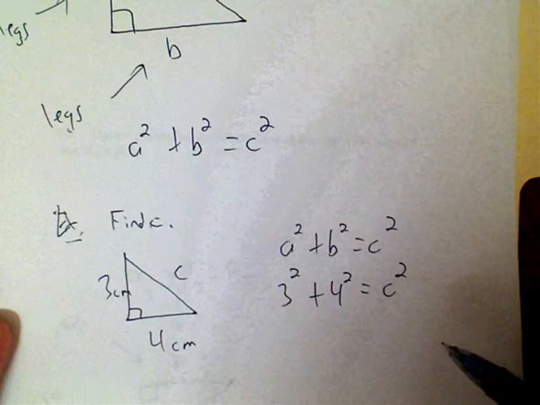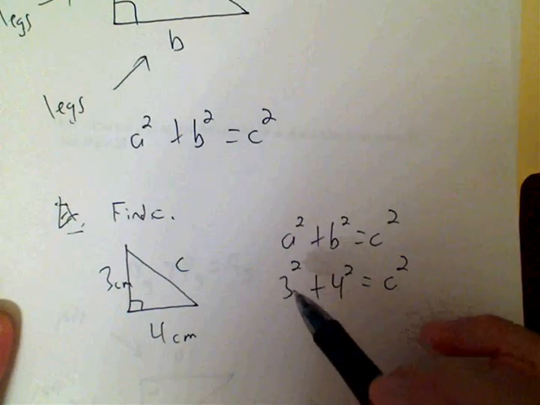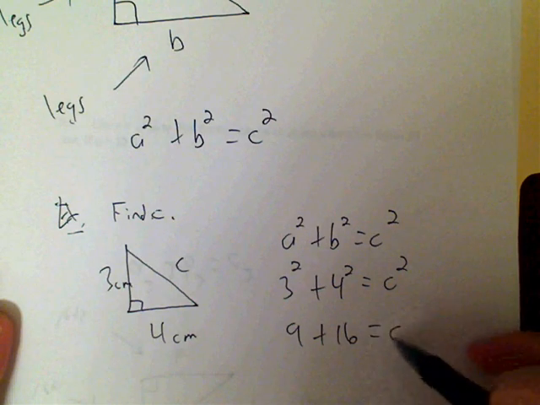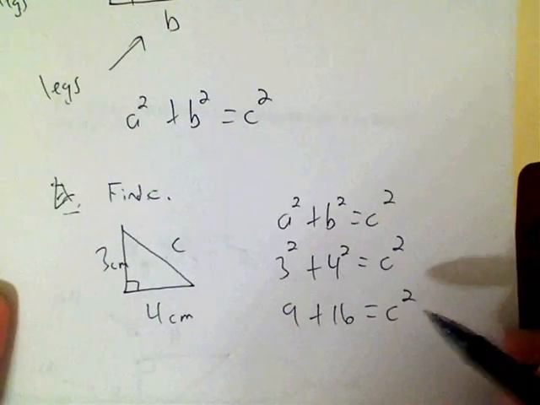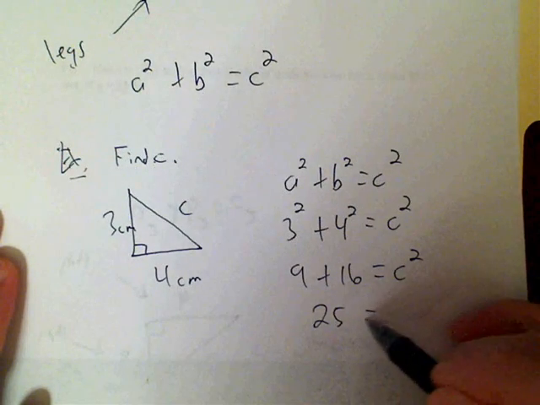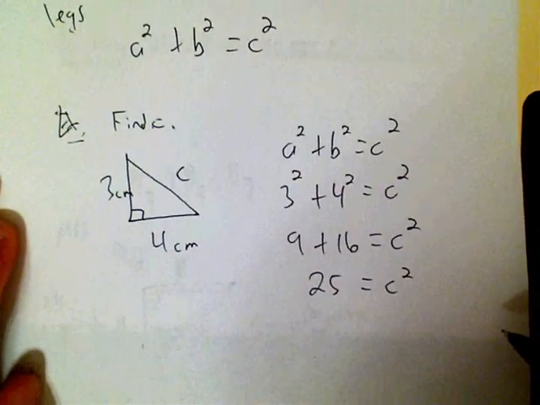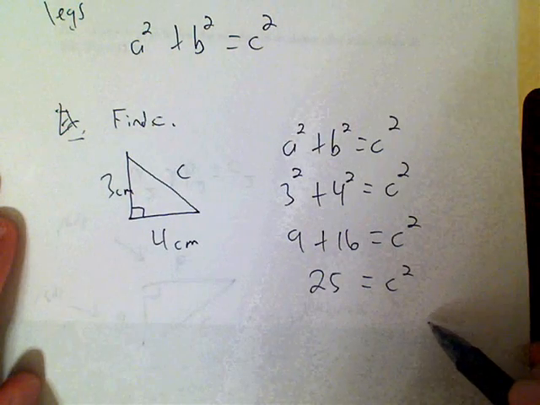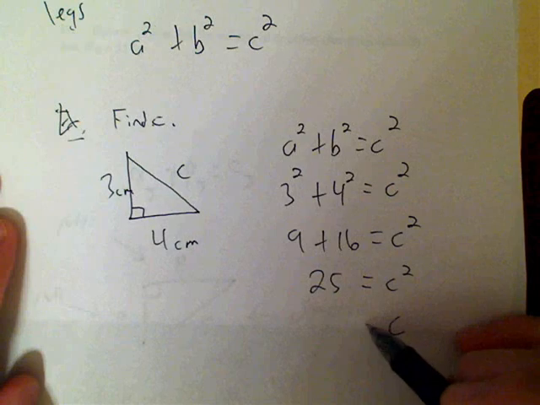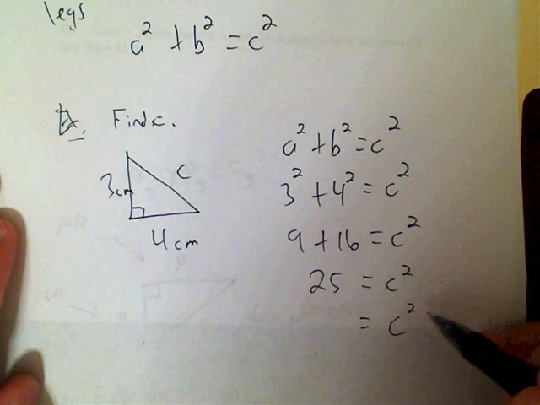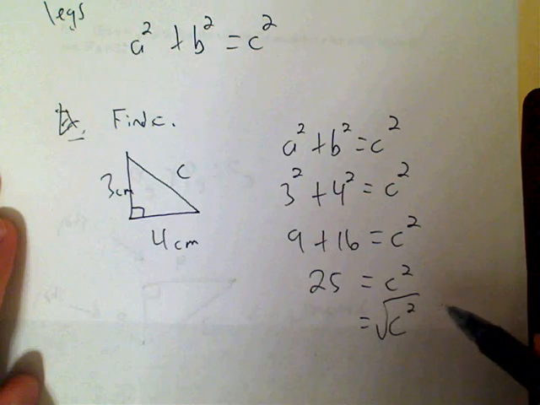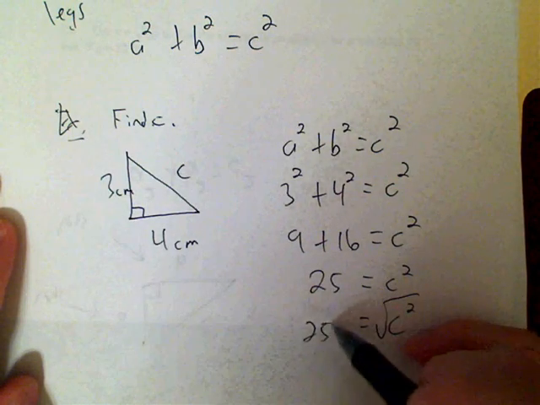And then by the order of operations, exponents first. 3 squared is 9, 4 squared is 16. Just bringing down the C squared as we go. 9 plus 16 is 25. And then we come to a place where some people think we stop, but no, we don't. We want C by itself. In order to get C by itself, we need to get rid of that square. And one way to do that is square root. And once you do the one side, you do the other.